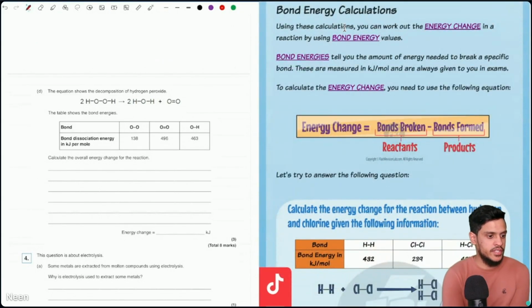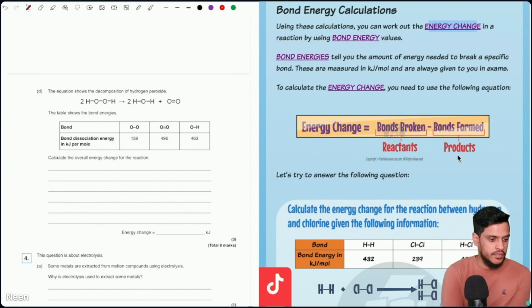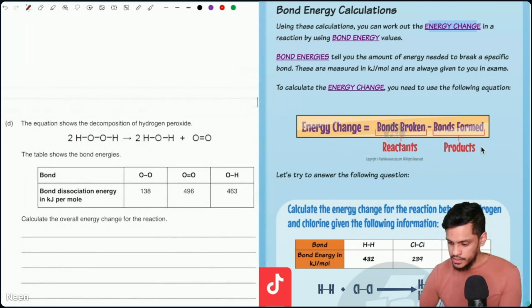So bond energy calculations. We use this to find the energy change for a reaction. And this is the equation we need to use. Energy change is equal to bonds broken minus bonds formed. Bonds broken are basically all the bonds that you have in the reactants. Bonds formed are all the bonds that you have in the products. Okay, so let's look at this carefully.